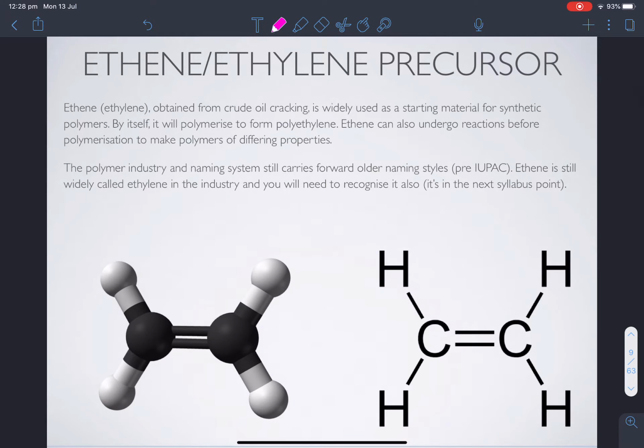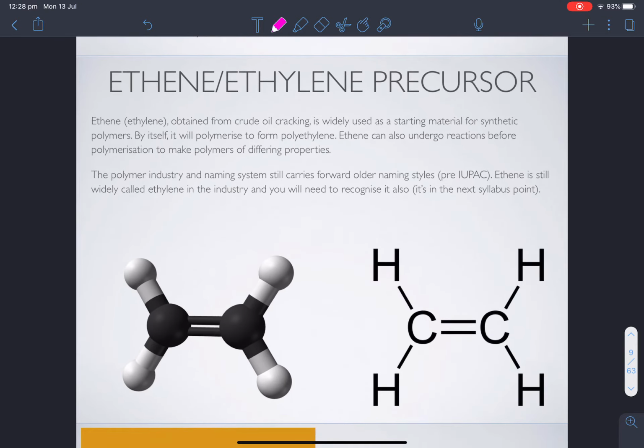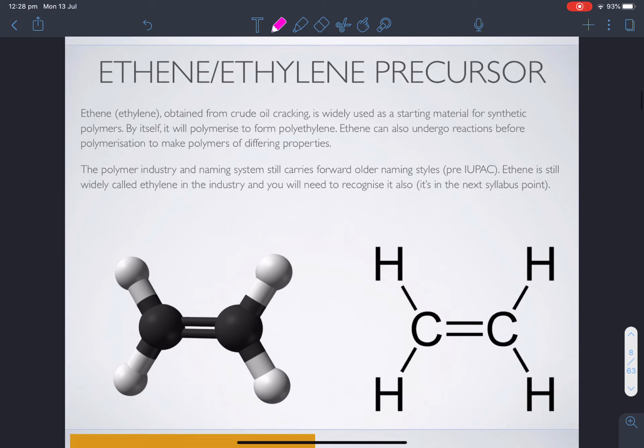Okay, we talked about the use of ethene in the last couple of chapters. And remember, it is obtained from crude oil. It's actually found a little bit in there. Or from the cracking of crude oil fractions. So long chain alkanes undergo a reaction to break them into smaller parts. And one of the ones that we do really want is this molecule here, ethene. 2 carbons with a double bond in between. And then the 4 hydrogens.